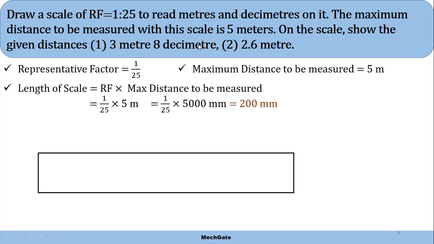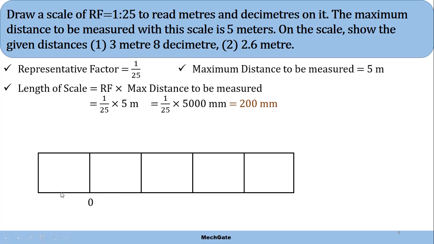Now maximum distance to be measured is 5 meter. So we will divide this whole length into 5 equal parts. So let's divide 200 millimeter into 5 equal parts. So each division will be of 40 millimeter. If we divide 200 by 5, then we will get 40 millimeter. So let's divide it using this scale. So the length of each division will be 40 millimeter.